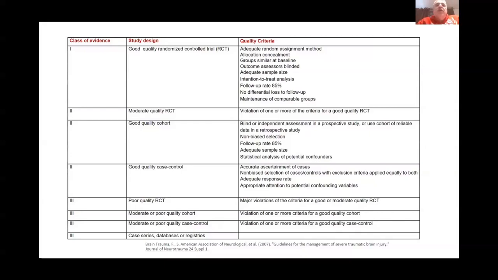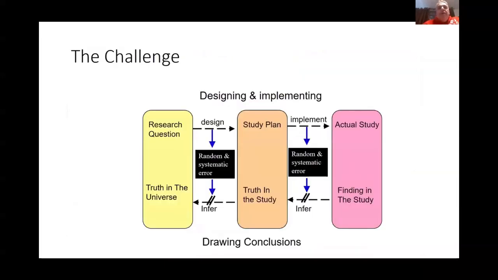If I have a moderate quality randomized clinical trial, the class of evidence drops to 2, which is equal to a good quality cohort study. If I have a good quality cohort study, it's class of evidence 2. If I have a good quality case control study, I also consider it evidence 2. If I have a poor quality randomized clinical trial or moderate or poor quality cohort, it is class 3. A good cross-sectional study is also a class 3 level of evidence.